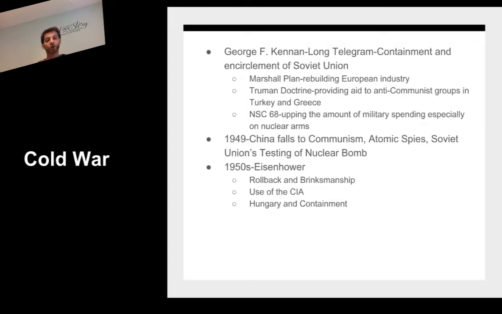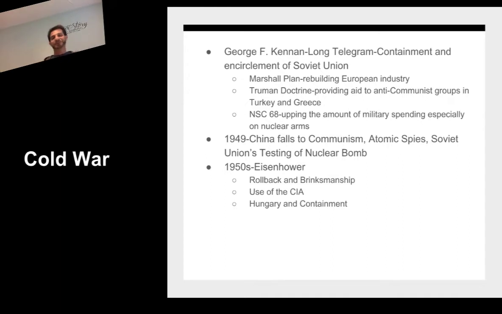In 1949, all of this really comes to a head because of a whole bunch of different things that happen that scare Americans. For one, China fell to communism. It was found out there were atomic spies in America, and the Soviet Union tested its first nuclear bomb. So that leads into then a new policy under Eisenhower, or was it?